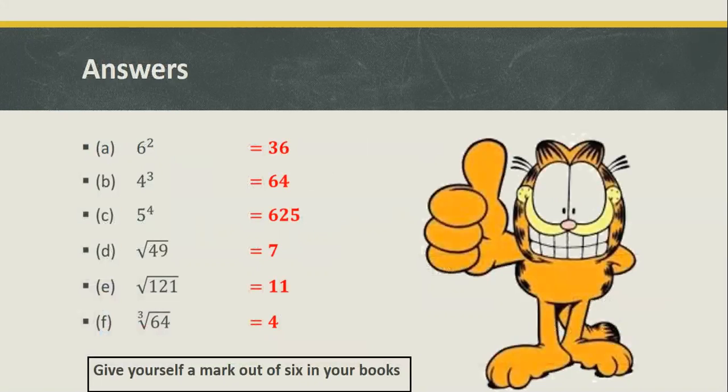Let's check the answers. 6 squared is 36. 4 cubed is 64. 5 to the power of 4 is 625, and root 49, of course, is 7. Root 121 is 11. And the last one, the cube root of 64, is just 4. So you can give yourself a mark out of 6 in your books. Be honest.